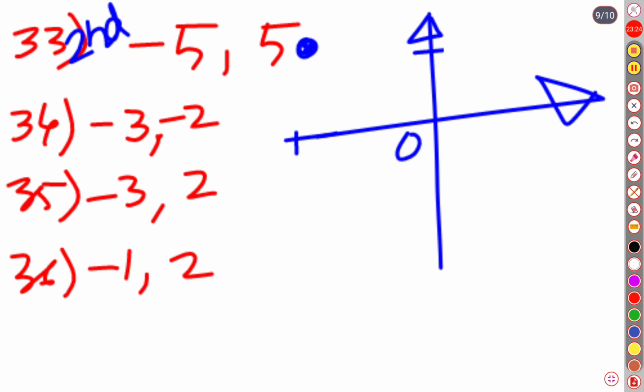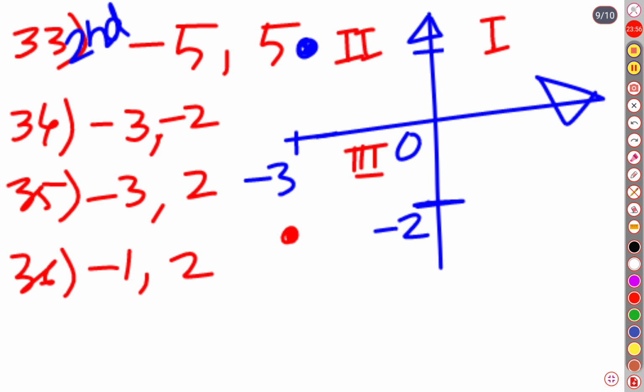Then the next one is negative 3, negative 2. Suppose this is negative 3 and here is negative 2. For a negative value it will go downward. So our point is going to be over here. What is this quadrant? First quadrant, then quadrant 2 in anticlockwise direction, this is quadrant 3 and this is finally quadrant 4. So surely this is the third quadrant. 34 falls in the third quadrant.